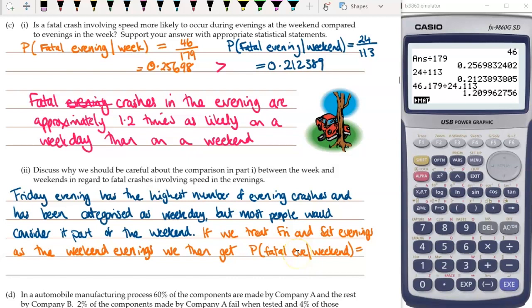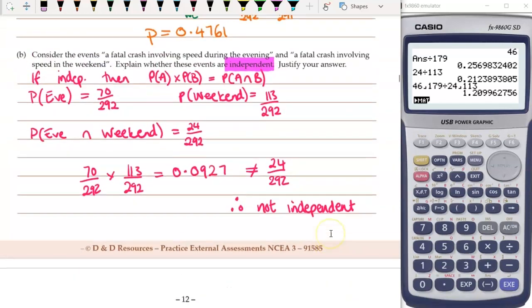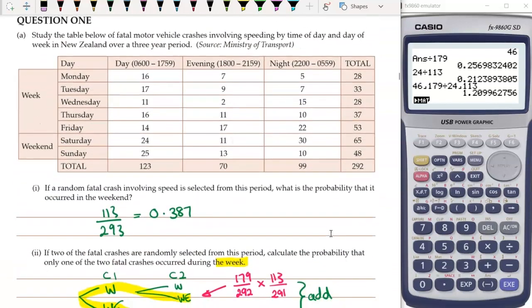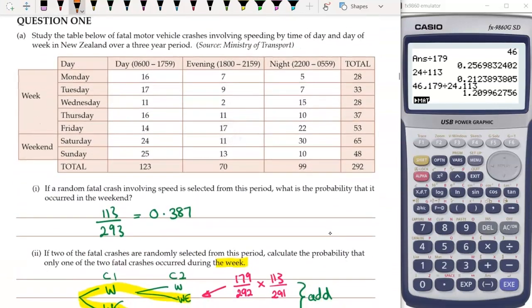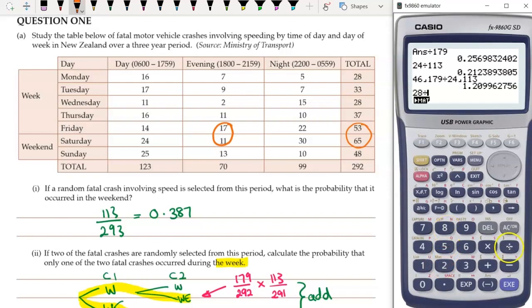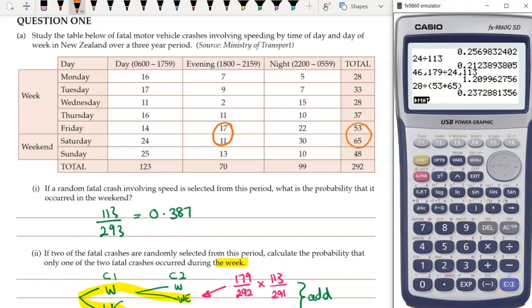So if we do a fatal evening, given that it's the weekend where we're counting Friday and Saturday as being the evenings, let's see what we've got there. So Friday and Saturday becomes the evening that we're counting here. And our total weekend crashes are just there. So it'll be 17 plus 11 is 28, divided by 53 plus 65 for those totals. So that's 0.237.